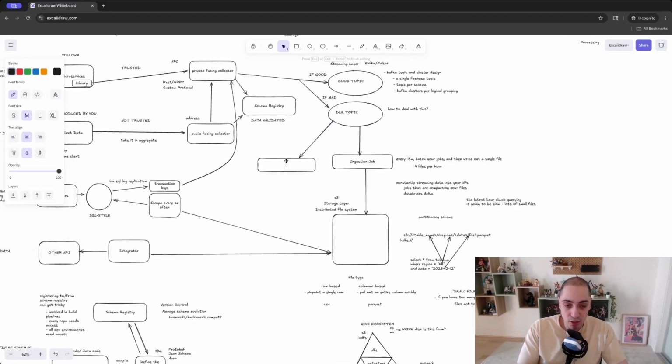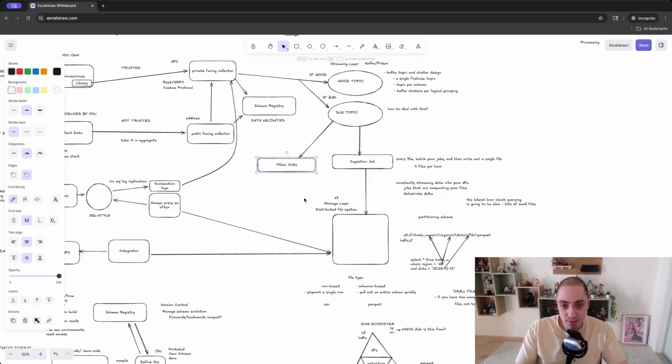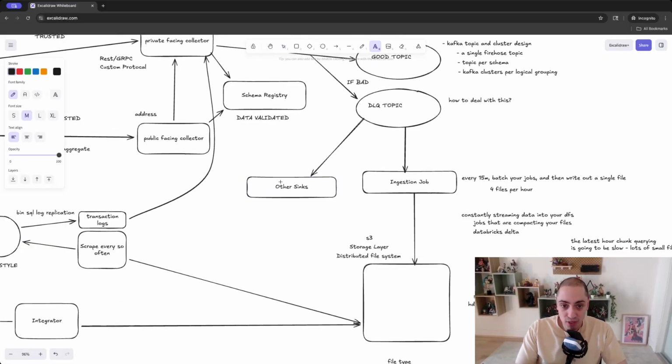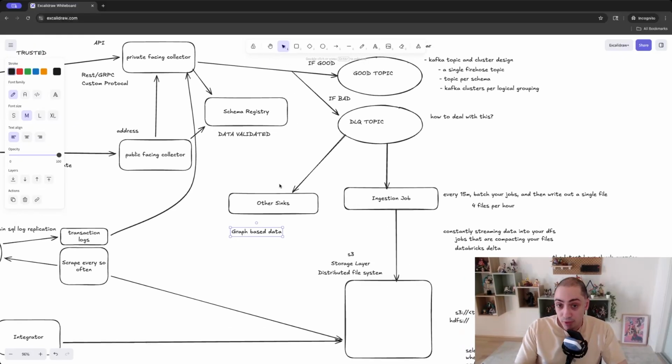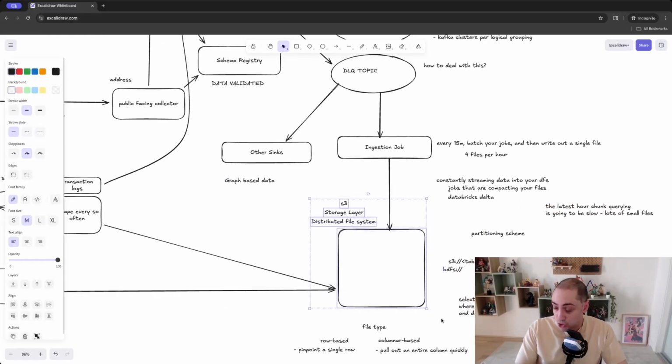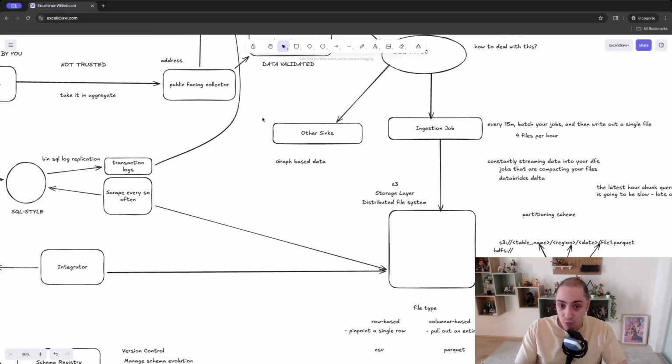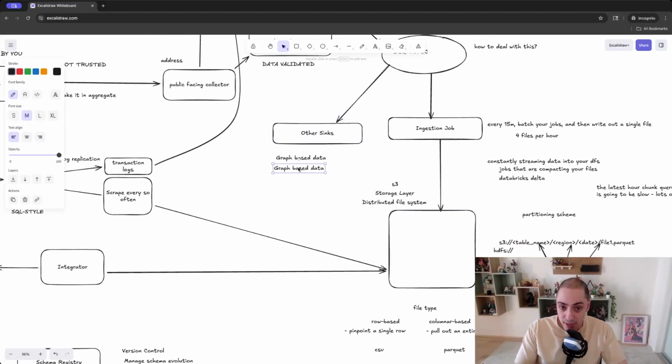So this could be other syncs. You might want to store it in some sort of graph-based data, and maybe not all of your data. I mean, you probably want all of your data stored in your distributed file system, but some of that data you might want in other formats. You might want graphs. You might want some sort of NoSQL. Who knows? There's all kinds of potential options here.